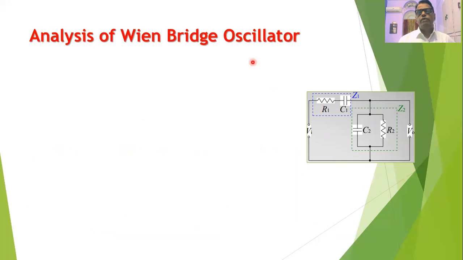Now we can analyze the Wien bridge oscillator circuit in order to obtain the expression for frequency of oscillations and the condition for oscillations. For this purpose, I will again consider only the lead lag network. Suppose R1 C1 is the series combination and R2 C2 is the parallel combination. It is possible that you can take R1 equal to R2 equal to R and C1 equal to C2 equal to C.